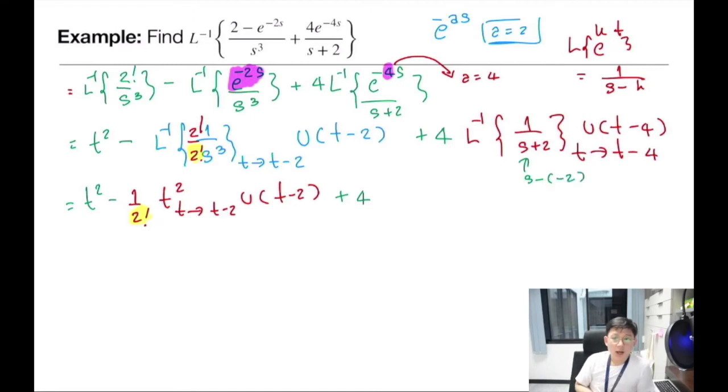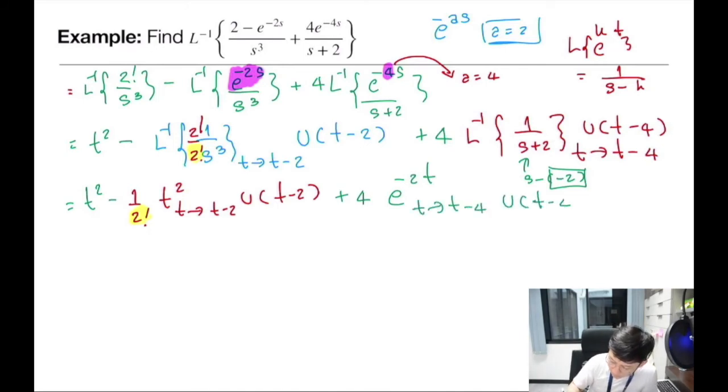Okay, so L inverse of 1 over s minus minus 2, that would be e to the, what is it, minus 2t, right? Minus 2t, because here it is minus 2. So for s minus k, we get e to the kt. Okay, e to the kt. And then you shift t to t minus 4 and u of t minus 4.